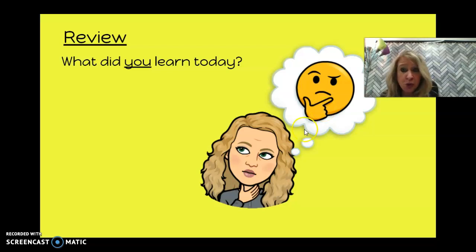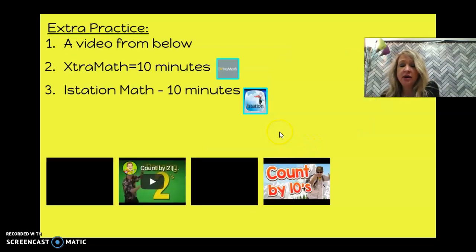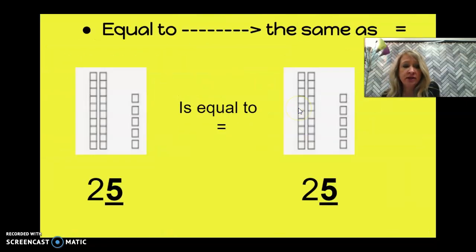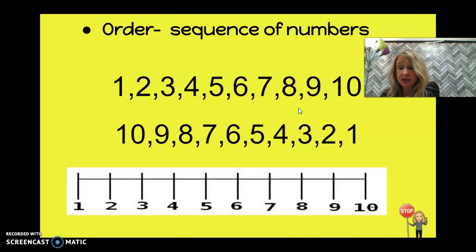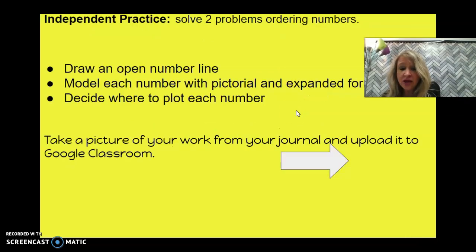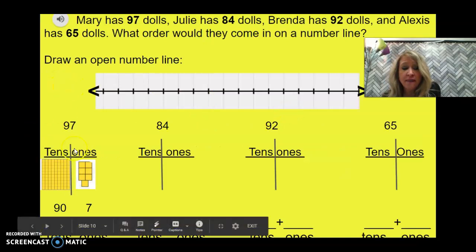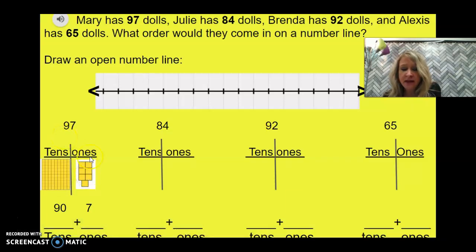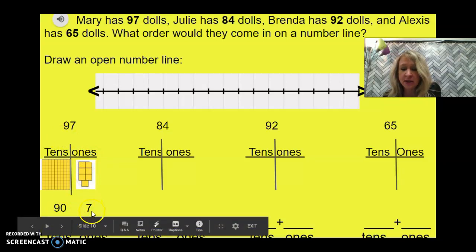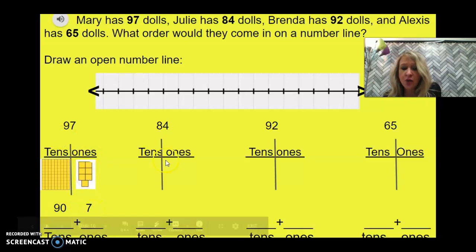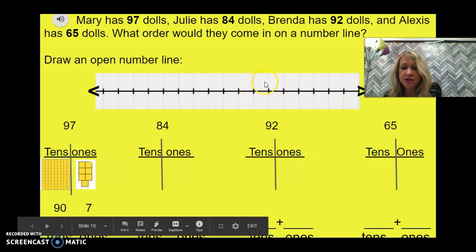So let's review. What did you learn today? Well, I hope that you learned that you can put numbers in order on a number line, that you can draw the picture of the number using your base 10 blocks. You can use the 10s and the 1s to show the number. Then you can show the number using expanded form. When you have finished doing that, then it's easier to put the number in order on the number line.